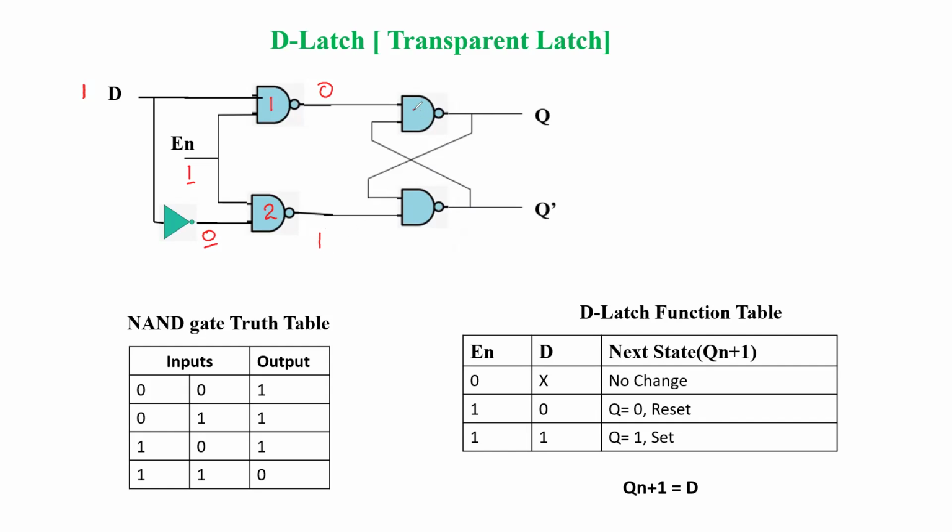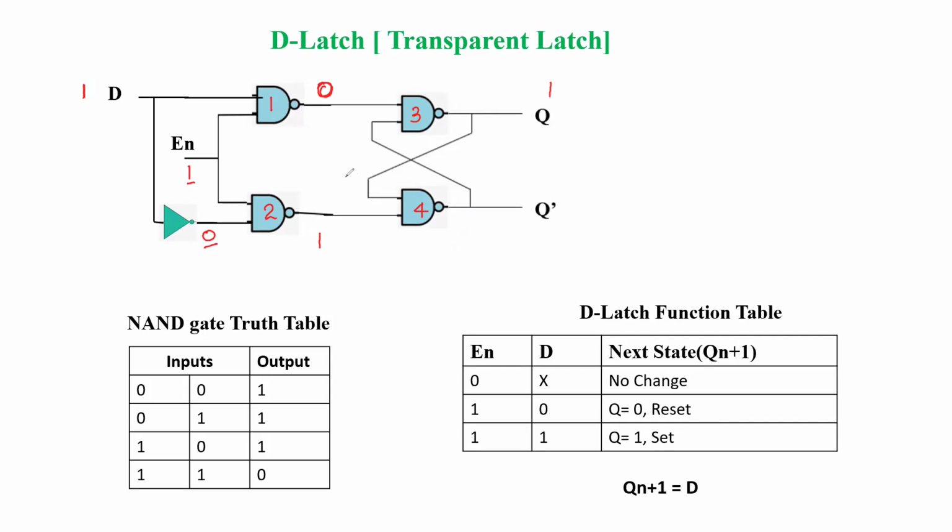Now to the NAND gate 3, one input is 0. To the NAND gate 4, one input is 1. So from the NAND gate truth table, we know that if one input is 0 to the NAND gate, we are sure that output is going to be 1. We can predict the output. So here 0 is one of the inputs to the NAND gate 3. So here output of the NAND gate 3 is 1.